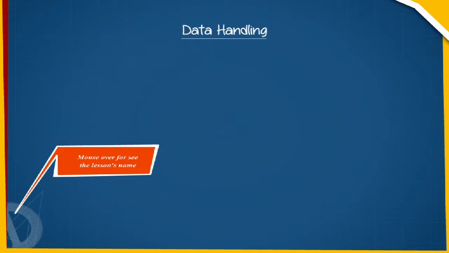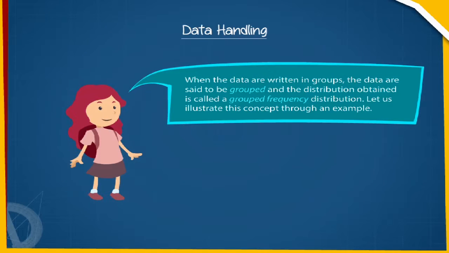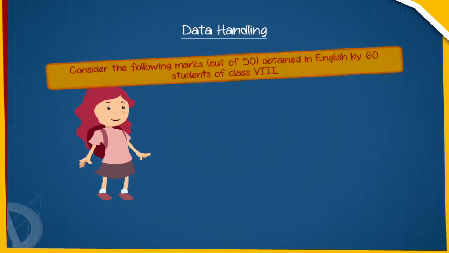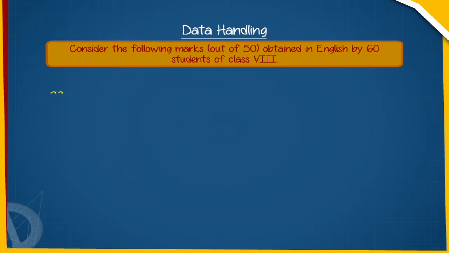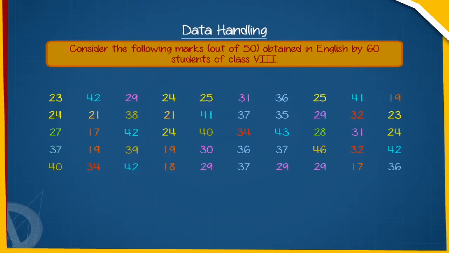Data handling. When the data are written in groups, the data are said to be grouped, and the distribution obtained is called a grouped frequency distribution. Let us illustrate this concept through an example. Consider the following marks out of 50 obtained in English by 60 students of class 8th.